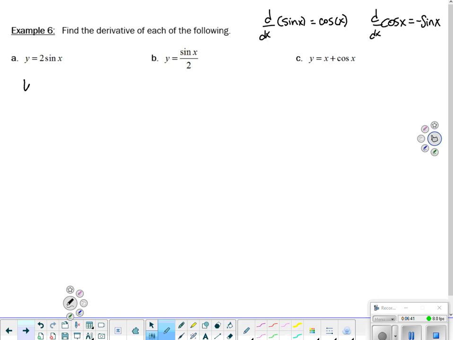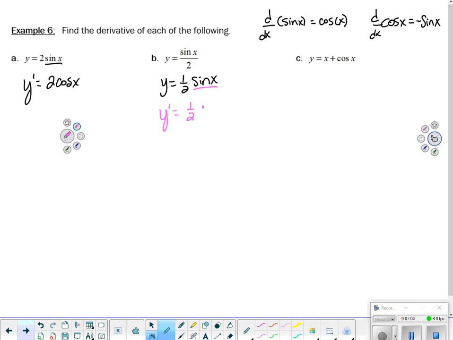So the derivative here, y prime equals 2, the derivative of sine is cosine x. Done. I like to look at this a little bit differently. Rather than sine x over 2, I like to call it y equals 1/2 sine. Now I'm ready to take my derivative, and my derivative is 1/2. The derivative of sine becomes cosine x. Done.